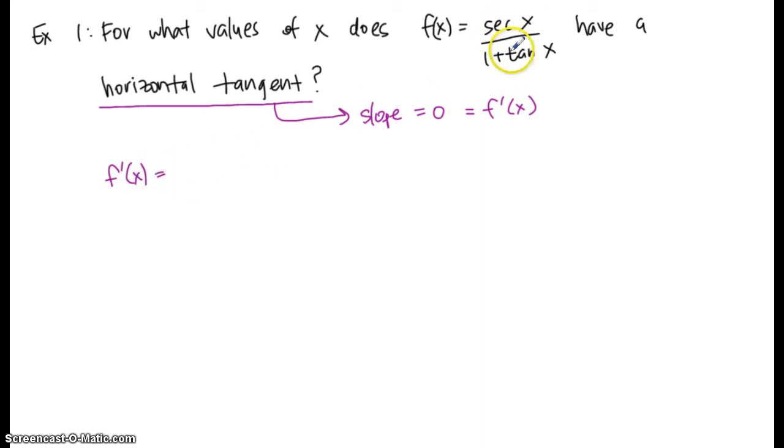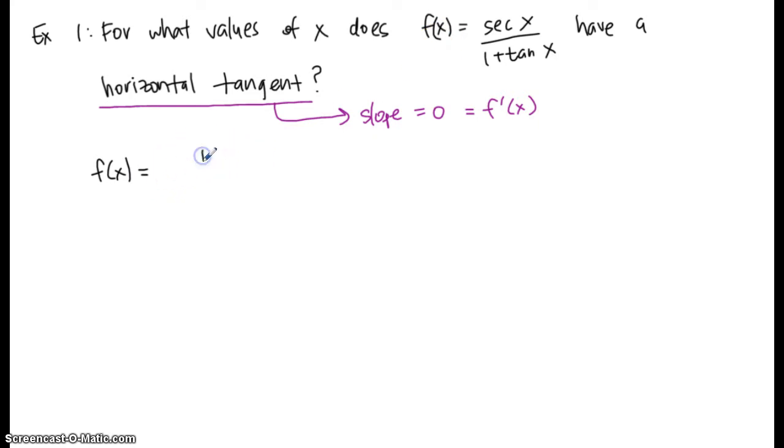Now, since we already know the secant derivative formula as well as the derivative of tangent x, we could go straight into using the quotient rule here. However, taking a look, I can see that this is 1 over cosine, and this is sine over cosine. I can probably get those cosines to cancel.